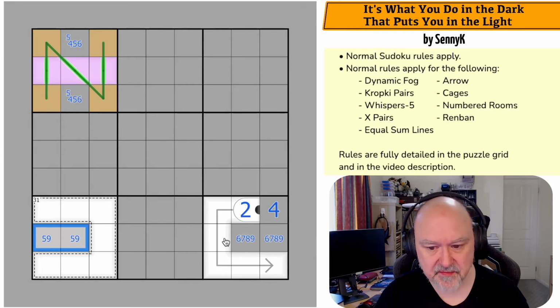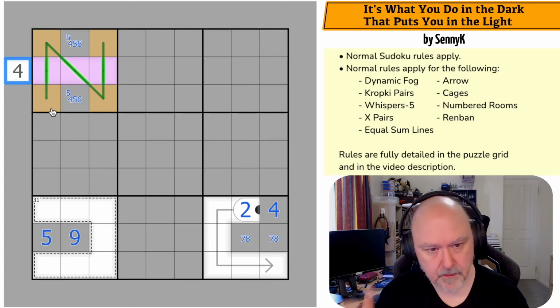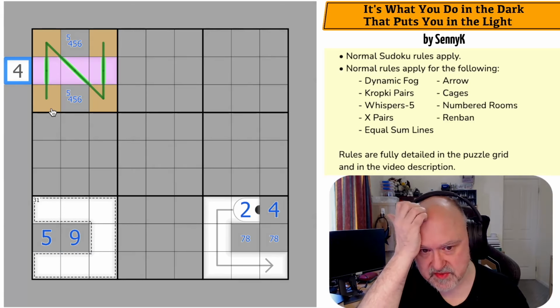So these have to be 5, 9, which means I can't put a 9 in here, which means I can't make these a 6. This is 5, 9. And the 5 looking down means this is the 9 and this is the 5. This is a 4 in a numbered rooms clue.